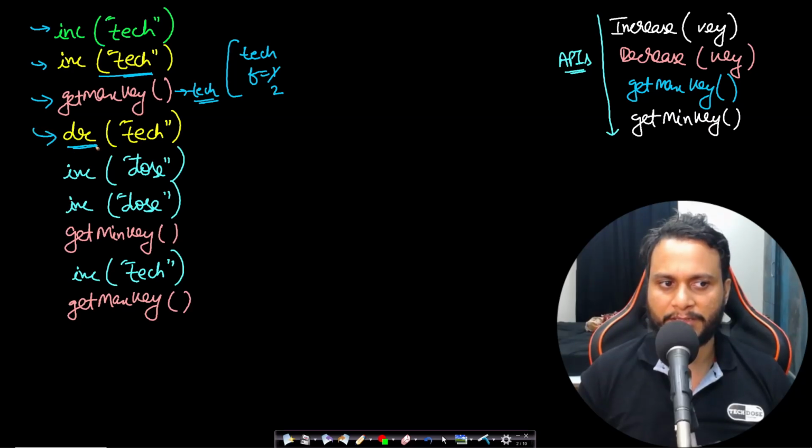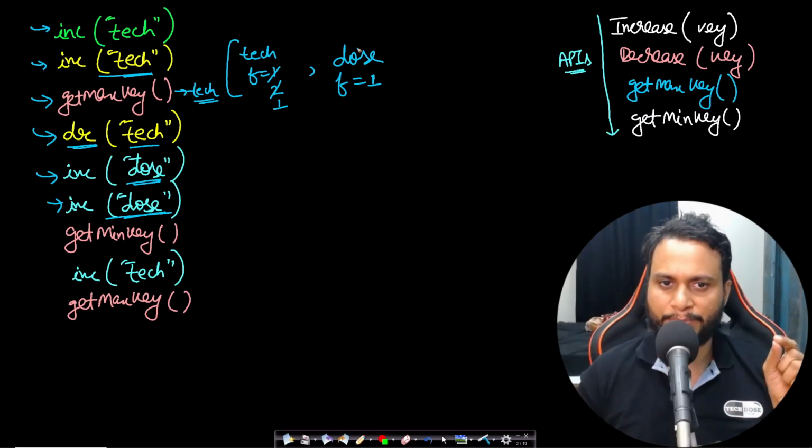Now let's say a decrease API is coming for tech. So I need to decrease the frequency of tech and make it 1. Again, if the increase is coming on dose, you see that dose is not present in our array. So we need to insert another string dose and write the frequency equal to 1. Now if the increase is coming again on dose, dose is present in our list already, so I will be increasing the frequency to 2. Again, when get min key is coming, it should return at least one string which has minimum frequency, and that should be tech. So here the answer will be tech.